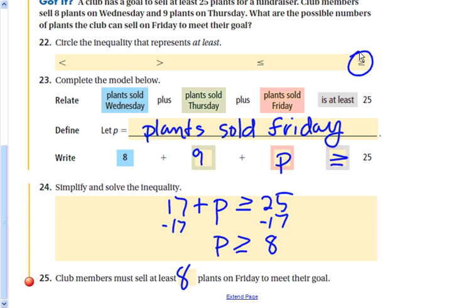So we're going to let P equal the plants that are sold Friday, and then we're going to create an equation to represent the situation. 8 plants sold Wednesday plus 9 plants sold Thursday, plus P is greater than or equal to 25. Then when we simplify and solve that inequality, we get P is greater than or equal to 8, so that means the club members must sell at least 8 plants on Friday.